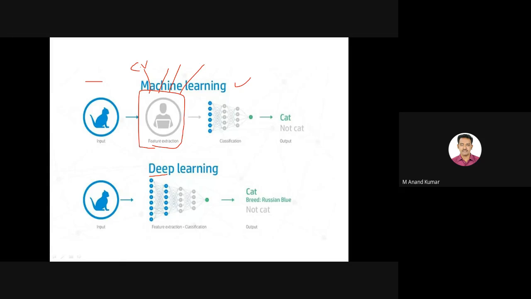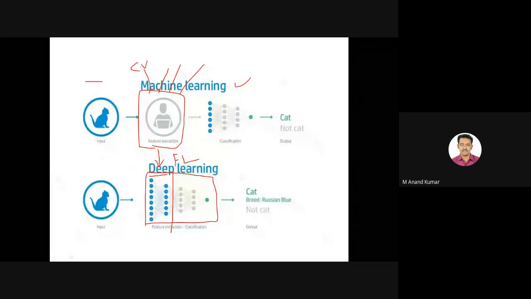What deep learning is saying is, why do you want that expert? You replace the expert with the deep learning expert. That process is also done by the algorithm. The algorithm will take care of the feature extraction process. That's why we call this a feature learning model. It learns the features in its own way.